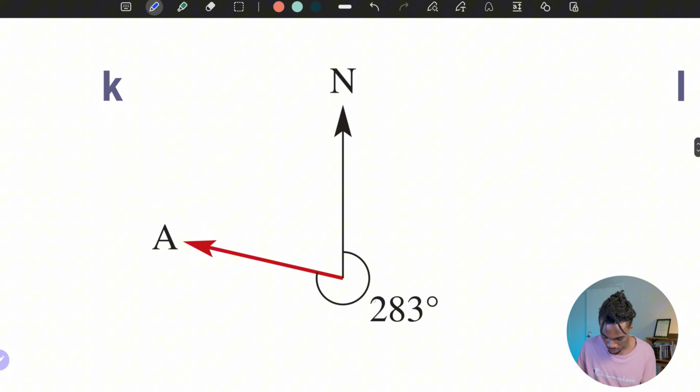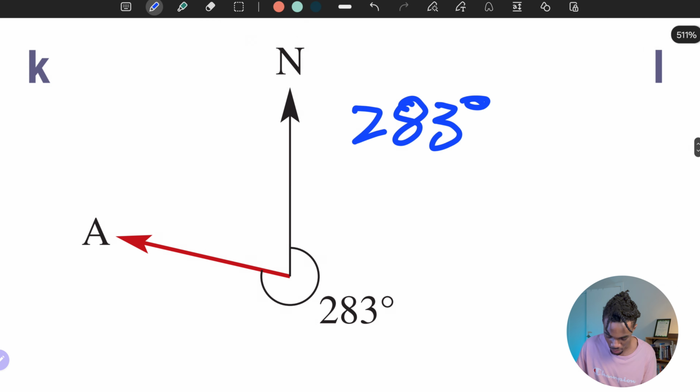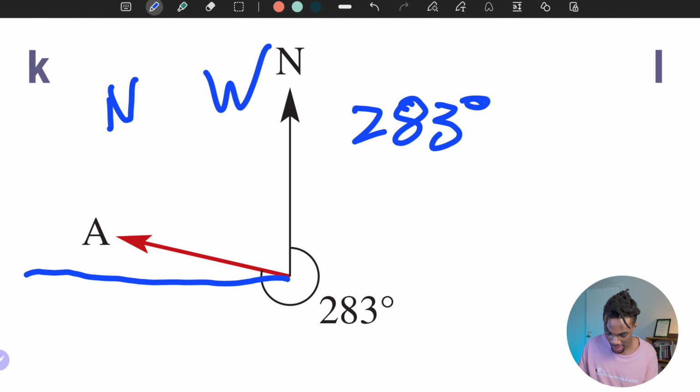All right, so 280 degrees, pretty easy. The true bearing is going to be 280 degrees away from north. And then the compass bearing is going to be in this northwest quadrant. How far away is it? We know that this is 270 degrees, and this is 283 degrees. So all you have to do is subtract them to get this angle in here. That's 13.